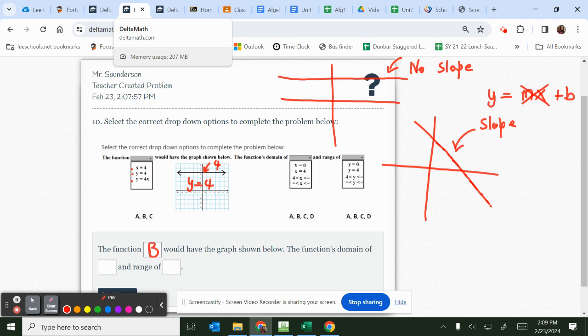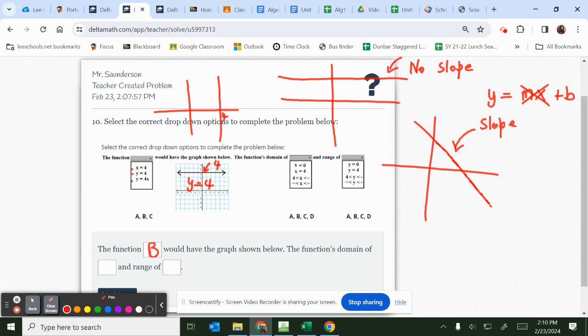If you wanted to see x equal 4, this is what x equal 4 would look like. It would be a straight line at 4. So this is x equal 4, and this right here at 4 would be y equal 4, not 4x because it's not a slope. Now let's try to finish out the rest of the question. It says the function's domain of dash and range of dash. So I need to identify the domain and the range.